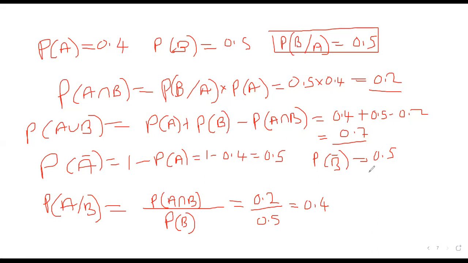Now, are these events mutually exclusive? What is the rule for mutual exclusiveness? The intersection must be 0. A intersection B must be 0. But in this case, our intersection was what? 0.2. Is this the same as 0? No. So therefore, they are not mutually exclusive. The A intersection B is actually 0.2. So they are not mutually exclusive.